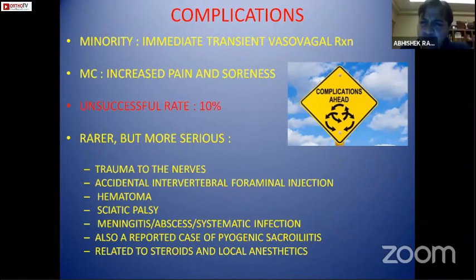Very rare complications, however more serious ones, are trauma to the nerves. Sometimes the patient can complain of bilateral lower leg weakness because of an inadvertent intervertebral foraminal injection, a hematoma, sciatic palsy, meningitis, infections, or even pyogenic sacroiliitis have been described, but as I said, very, very rare and serious.